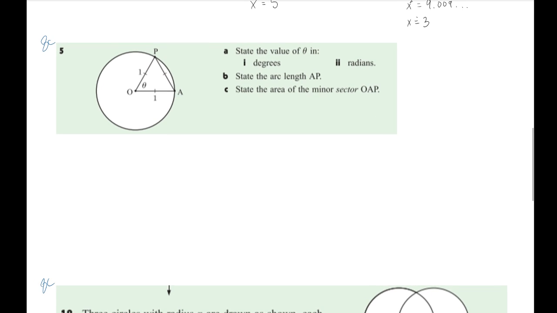All right, number 5. So we've got a tidy little diagram here. It says state the value of theta in degrees and in radians. So basically, to calculate this, you need to look at the information that's given. This is an equilateral triangle. You can see the little tick marks say that all 3 sides are equal. So that means this is of length 1 as well. So I can basically solve backwards if I wanted to with cosine law and get that length.